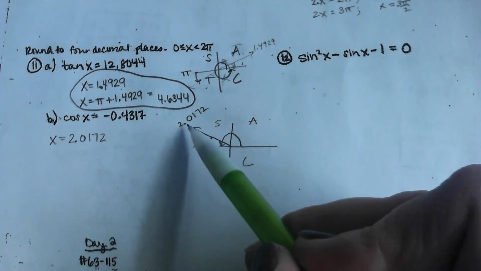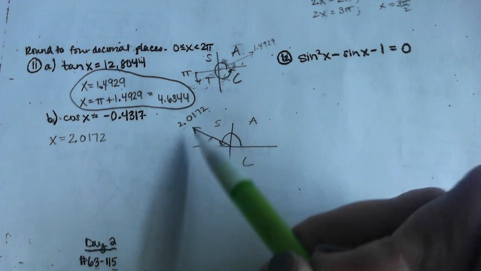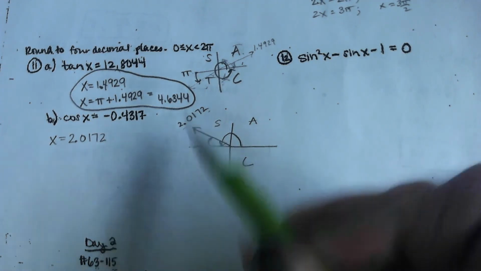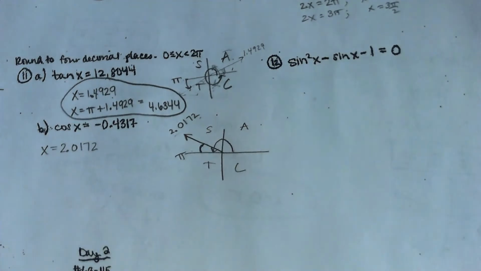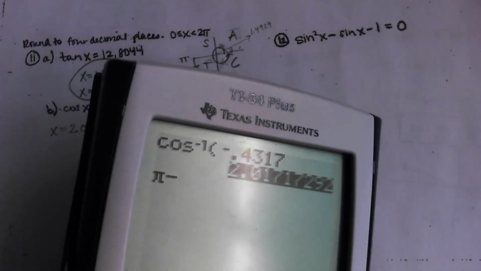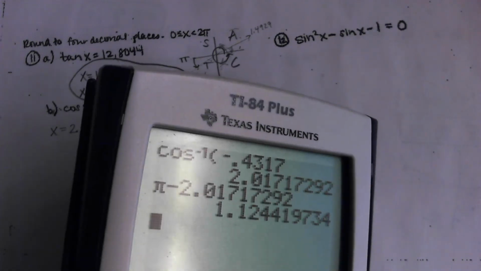which is the difference between 2.0172 and what number is this? Pi. So to find your reference angle, we're going to do the difference between those, 1.1244.